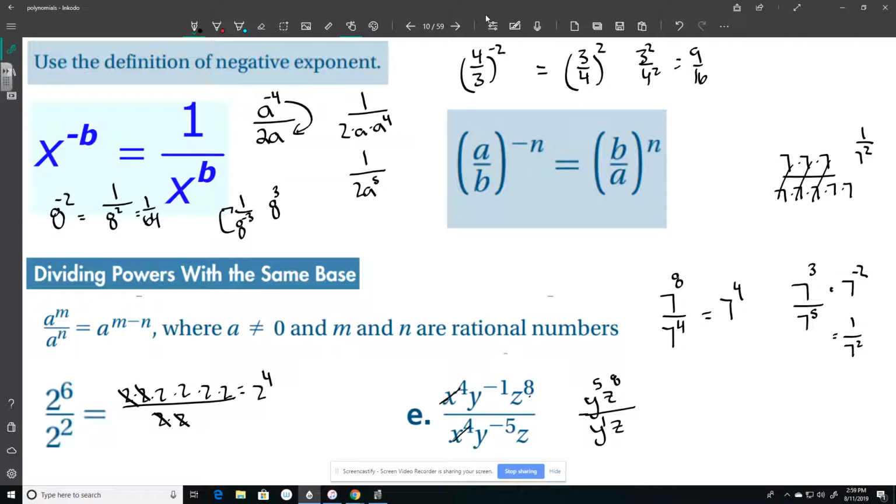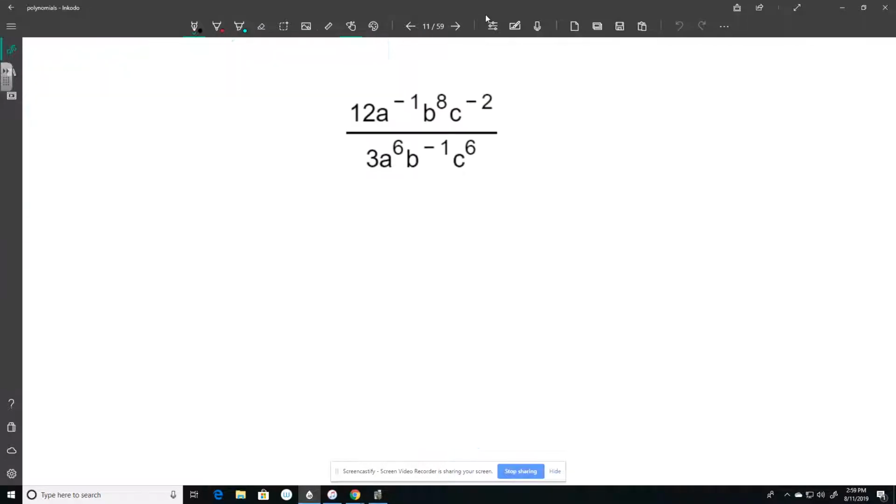So now let's simplify. I have 5 y's on top. I have 1 on bottom. That means when I subtract, I'm going to have 4 left over on the top. I have 8 z's on top. I have 1 on the bottom. So that means I'm going to have 7 z's left over on the top. So my answer is just y to the 4th over z to the 7th. Okay, I know that's a lot of rules really fast. Let's do some more examples.